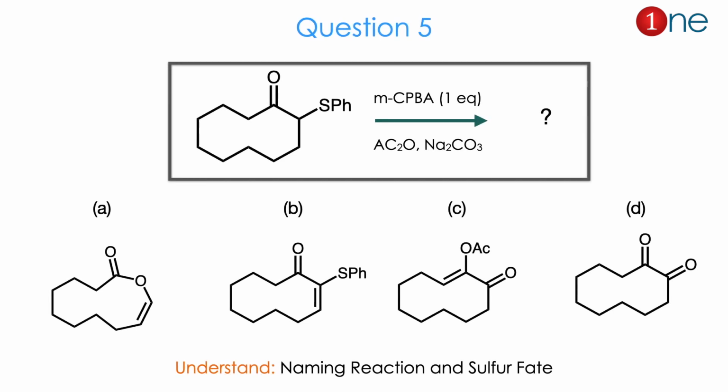Then the question number 5. The starting material is a 10-member system with a carbonyl and thiophenol at the 2nd position. You are using mCPBA, 1 equivalent, and you have acetyl chloride and the base sodium carbonate. Here 4 products are given. The 4 products involve ring expansion possibility, double bond forming possibility, and dienone forming possibility. Products are a little bit different. Definitely the carbon skeleton and bonds are moved here. So from the reagents and reactant, you might guess a named reaction is involved, and the fate of sulfur is the question here. The answer is D. Let us see how.